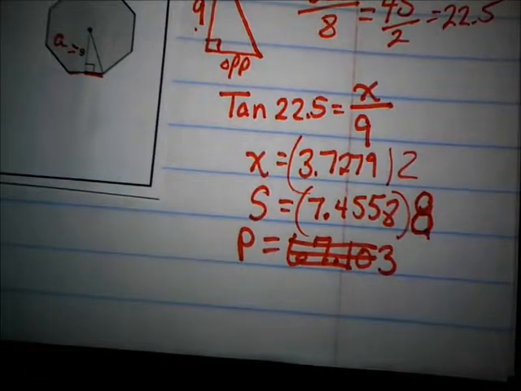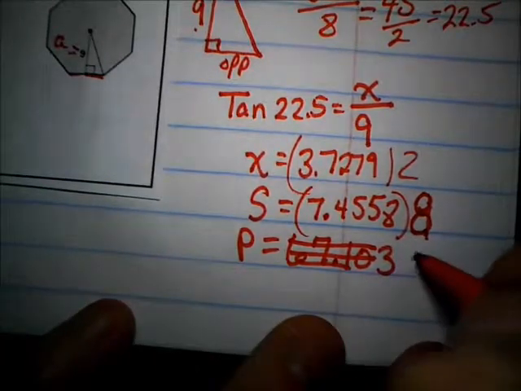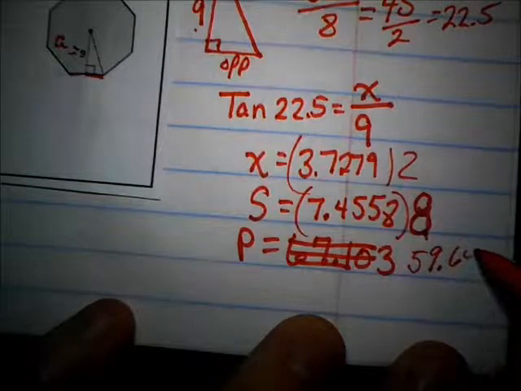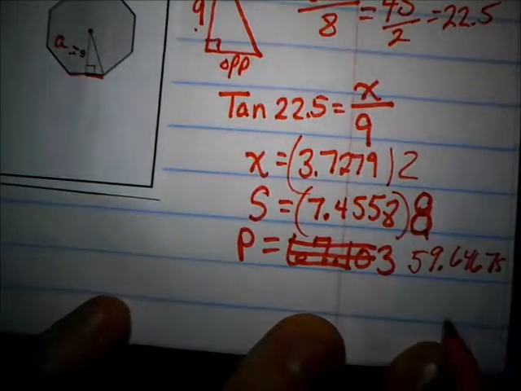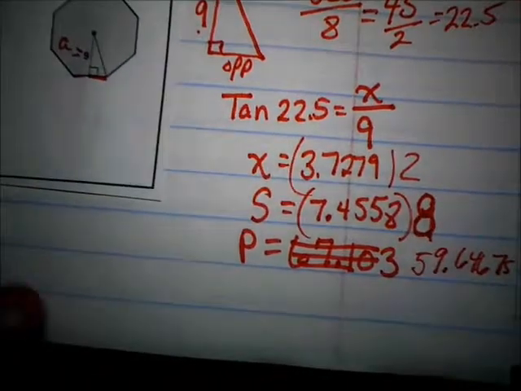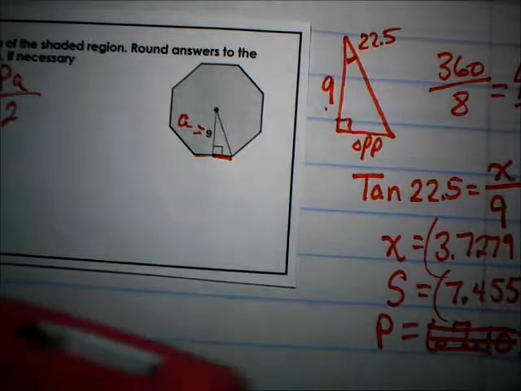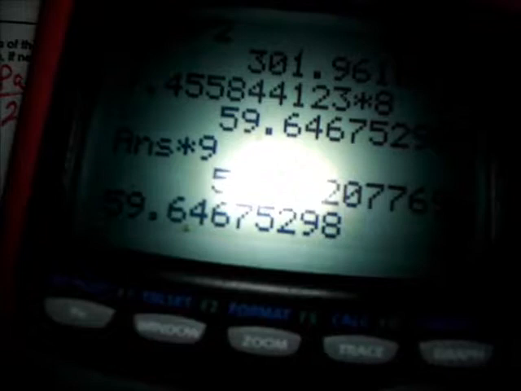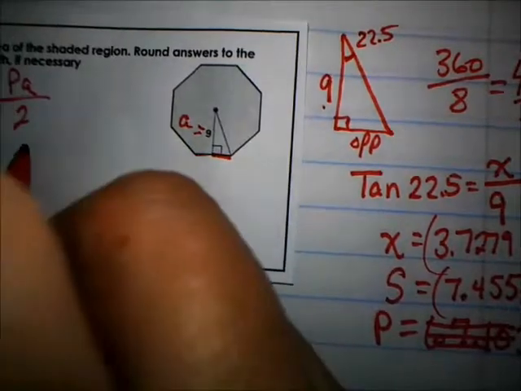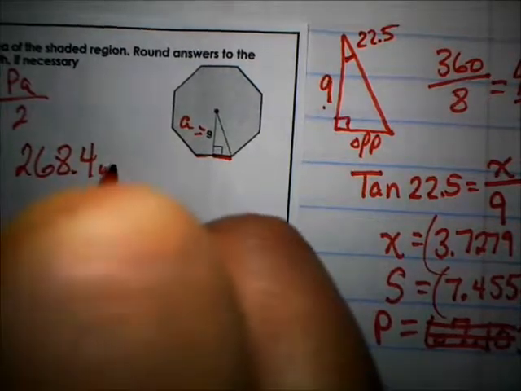So I'm going to take that 7.4558 and I'm going to multiply it times 8 to see that my perimeter is actually 59.6467 roughly. I'm going to take that number and multiply it times my apothem, which is a 9, and divide by 2. Okay, so here, let me get that on my screen so you can see it. There you go, so 59.646 times 9, the apothem, and then divide that by 2 gives me 268.4. And that would be units squared.